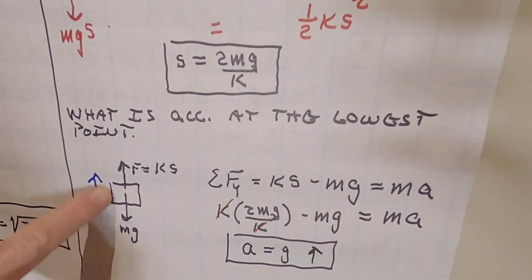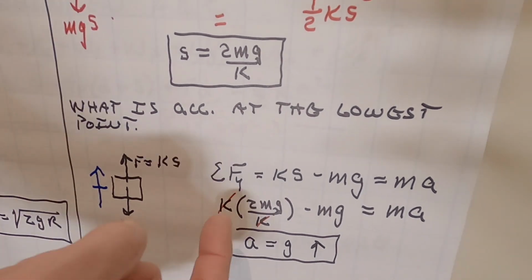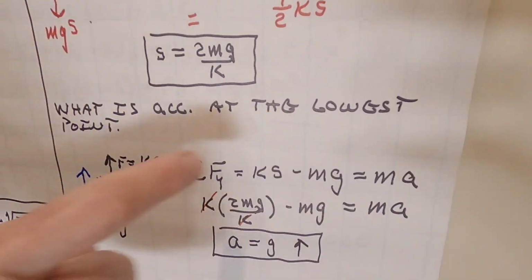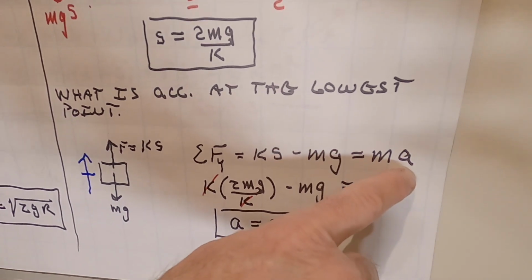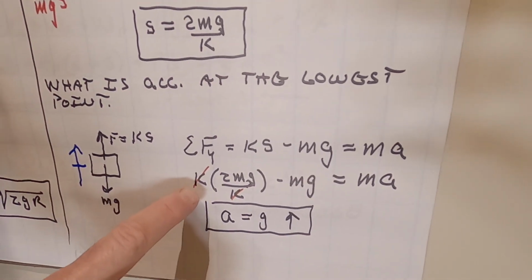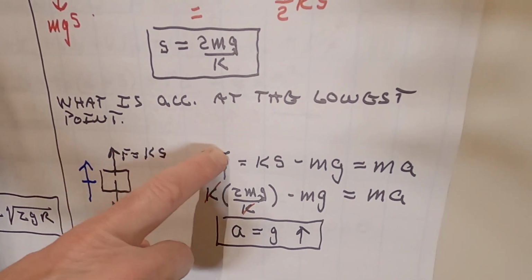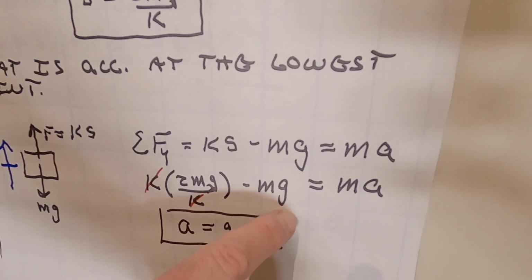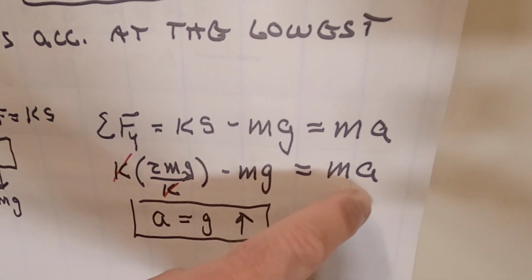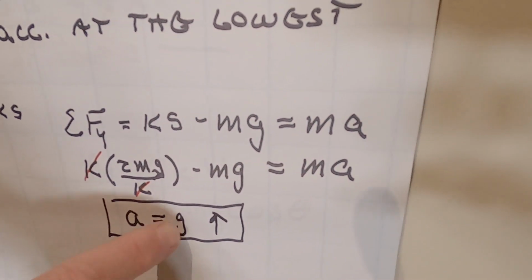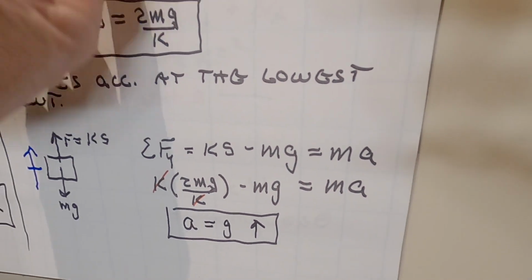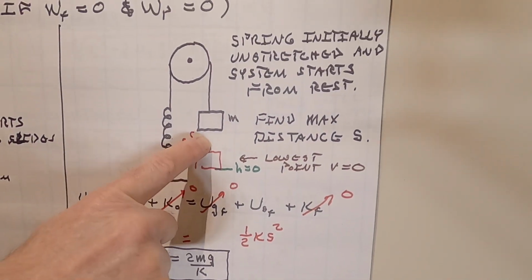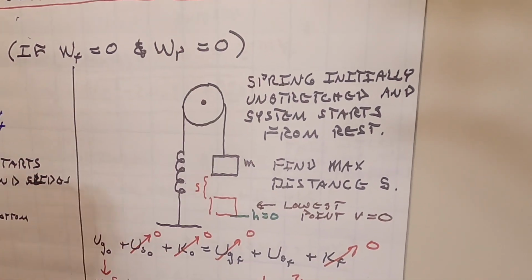I'll call upward positive. It doesn't matter. But so what do we got? We got ks minus mg equals ma, right? I can't assume a is 0 right there. So now I just have k times my s, plug in my s right there. The k's drop out, and you just get 2mg minus mg, which is just mg. mg equals ma. Oh, a equals g, except I called that positive, so the acceleration is g this way, right here, at that lowest point. The next moment it's heading up. That's why its acceleration is this way, right here.